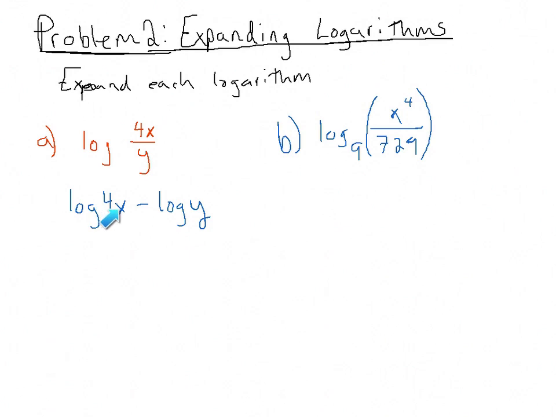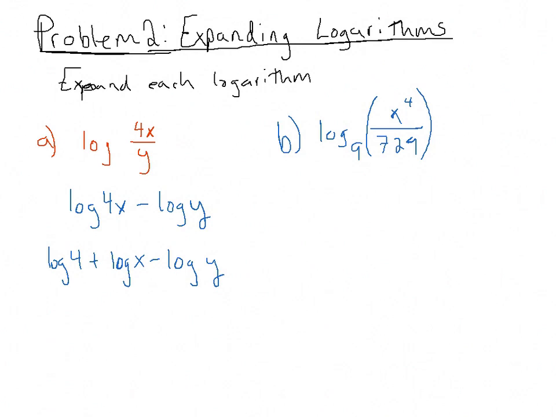This is 4 times x, so we could say log of 4 plus log of x, because that's the product property, and remember you add in that one, and then the minus log of y. So again, remember this does have a base. Just because I'm not writing it doesn't mean there's not one. This is base 10. So let's look at b.